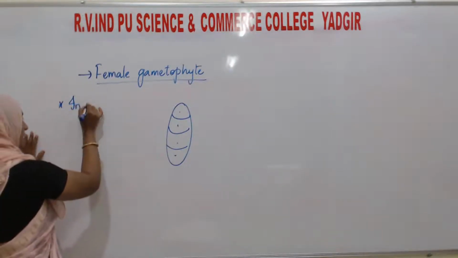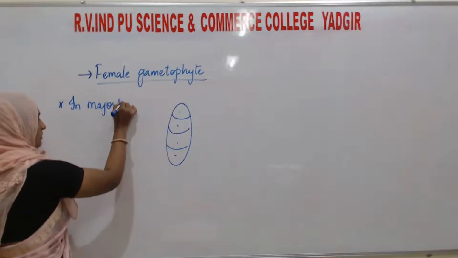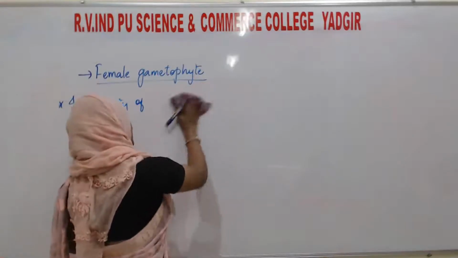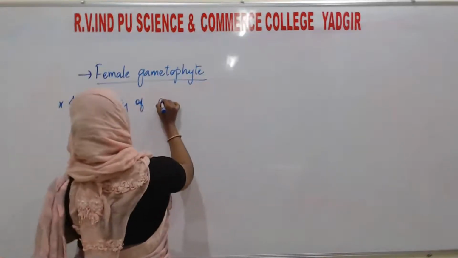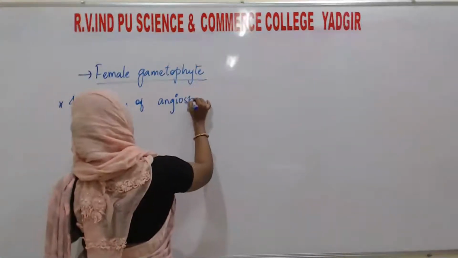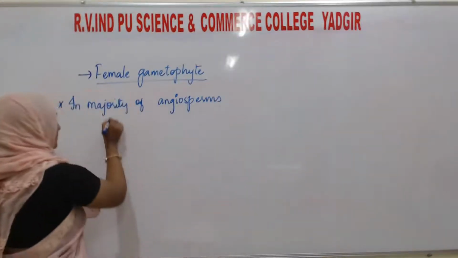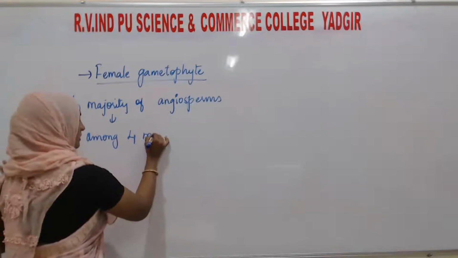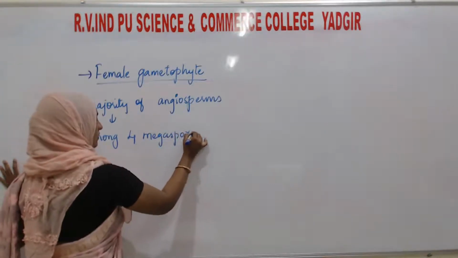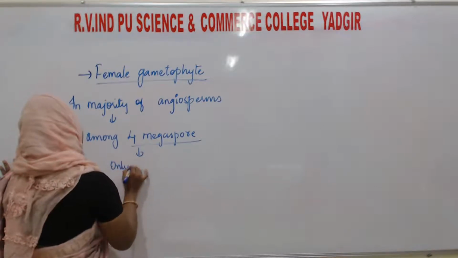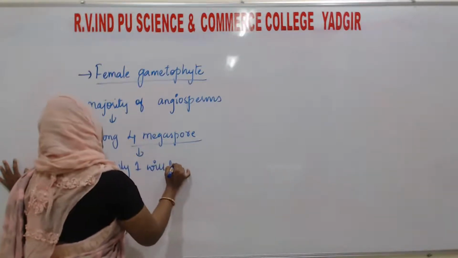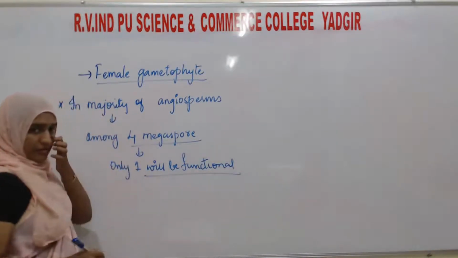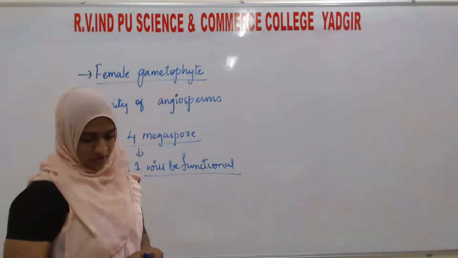See here, in the majority of flowering plants, or angiosperms, among 4 megaspores, only one will be functional. How many will be functional? Only one will be functional.